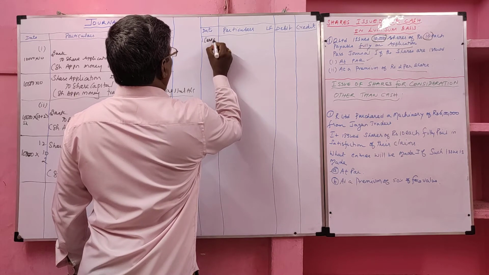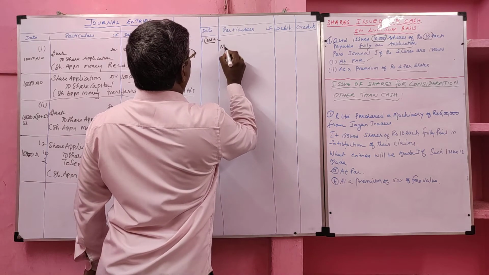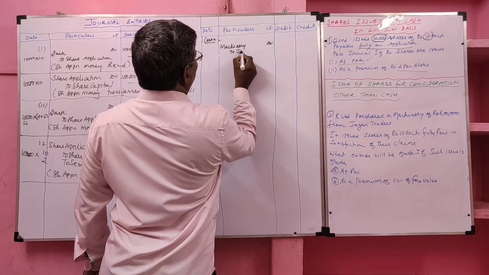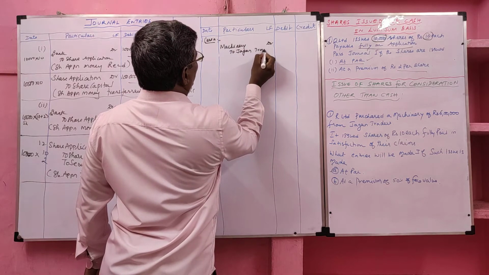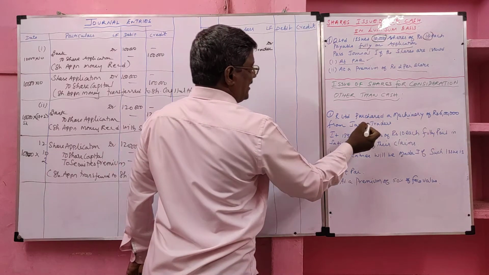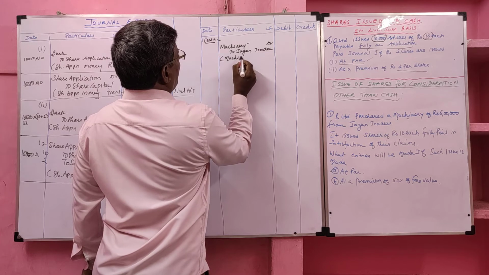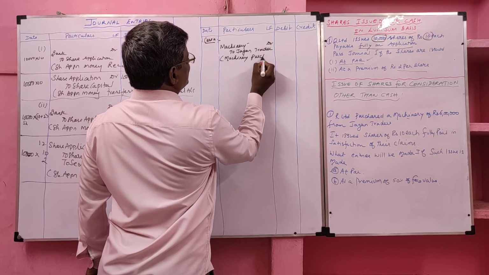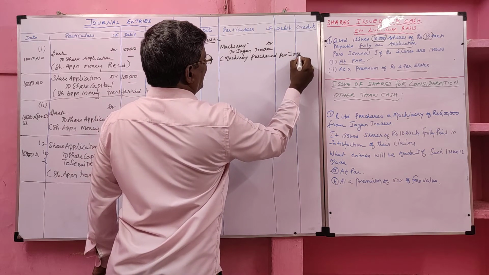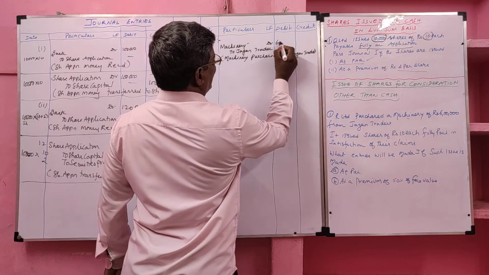Case number A. First, the company purchases machinery. On that, the entry is Machinery account debit to Jagan Traders. Why is this entry recorded? Machinery is a real account, debit what comes in. Jagan Traders is a personal account, credit the giver. Narration: machinery purchased from Jagan Traders. Machinery purchased from Jagan Traders worth how much? 6 lakh.